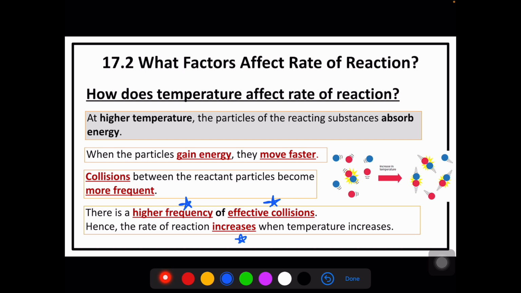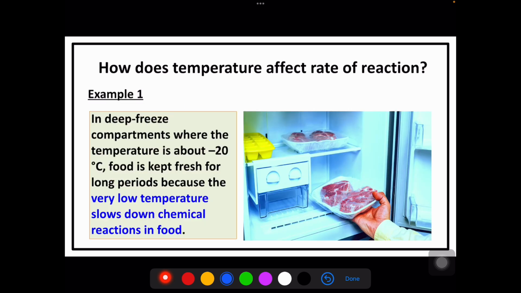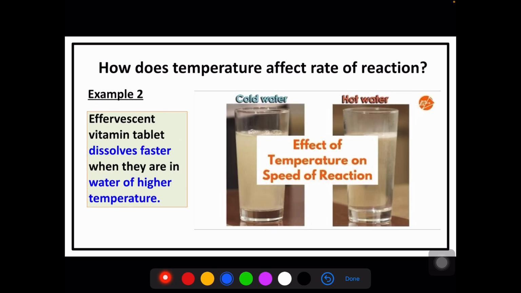Right? So it's really more about how you structure your answers to explain about the particles. A few examples to help us relate to it. So for instance, when you use your fridge, there's a freezer compartment. Now in the freezer compartment, the temperature is super low, negative 20 degrees Celsius or sometimes even lower. And the intent is to reduce the particles' energy so that there will be a lower frequency of effective collision. So any form of decomposition or rotting process slows down. So the chemical reactions in the food are slowed down, and hence the food can be stored for a longer period of time before it turns bad.